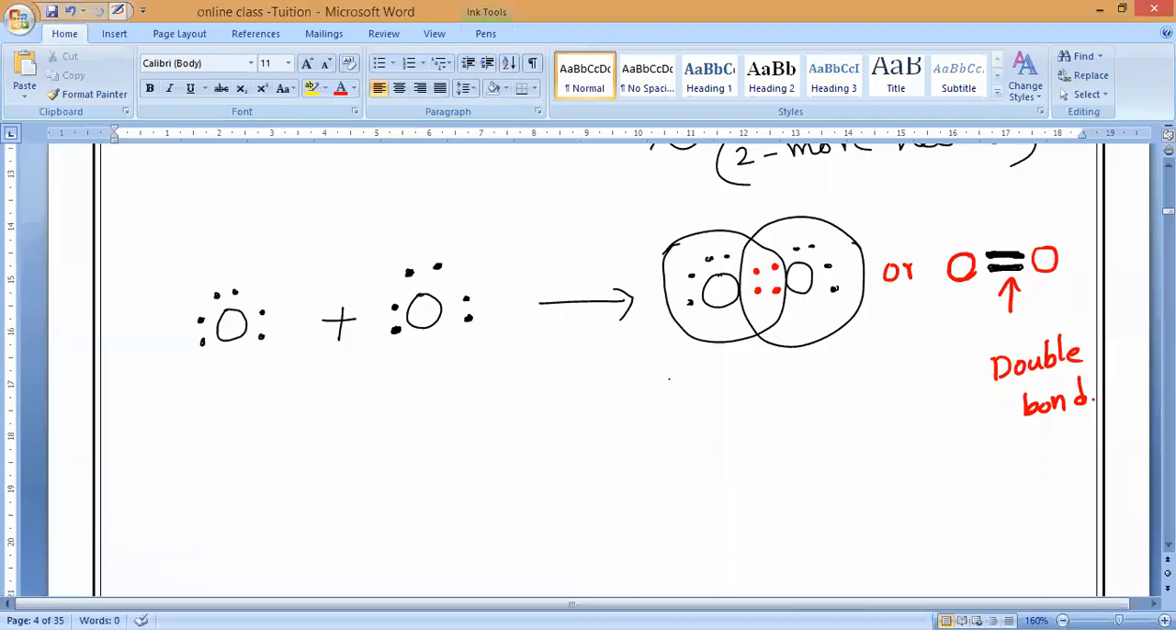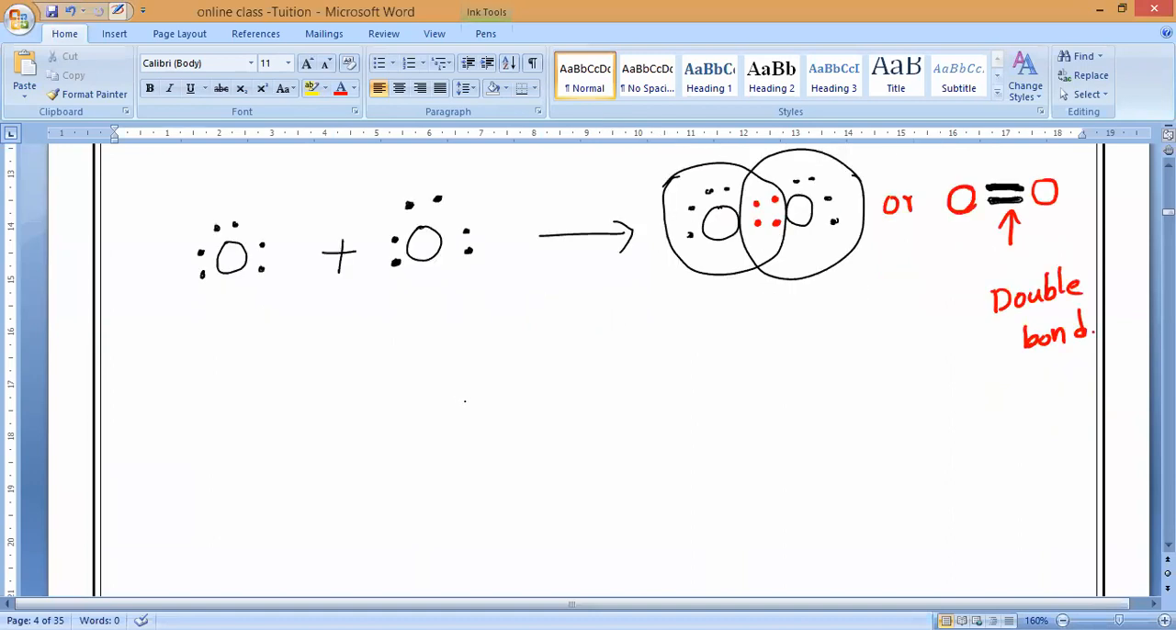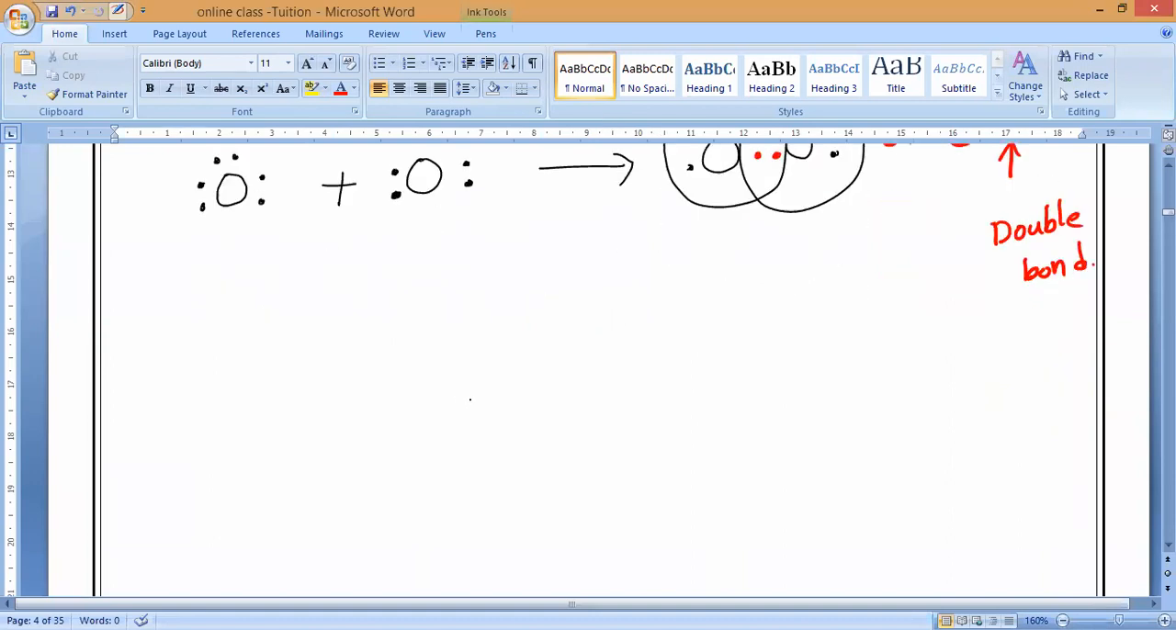Please respond, is it understood? If you understand this, then you can write the next one, that is the formation of carbon dioxide molecule. Now we have seen the molecule of an element, correct or not? Now we will go with the molecule of a compound.